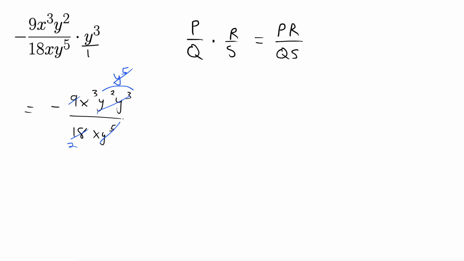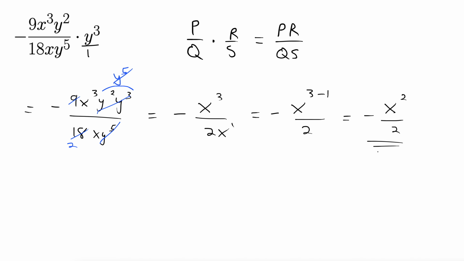So let's take a step back and clean this up a little bit and see what we're working with. This negative is still hanging out in the front, and we have an x cubed left over up top, and below we have a 2x. Okay. And now, this is really 2x to the first, so we can write this as negative x to the 3 minus 1, because that's how we deal with powers when we're dividing one thing by another, all over 2. And finally, we get negative x squared over 2. There we go. Let's try another one.